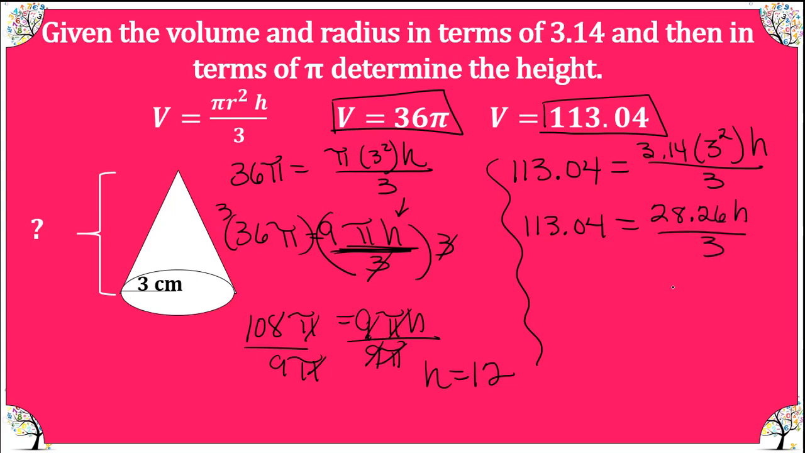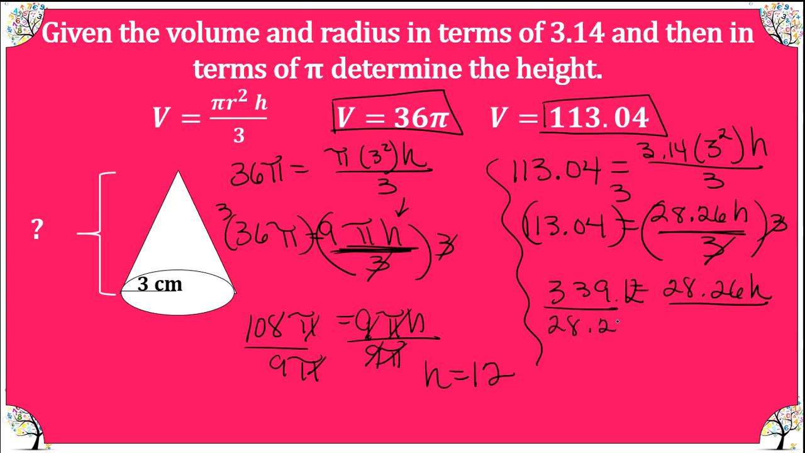Now we're solving for h. We need to undo the divide, so we're going to multiply both sides times 3. And we get 339 and 12 hundredths. Divide each side by our coefficient, and we get 12.